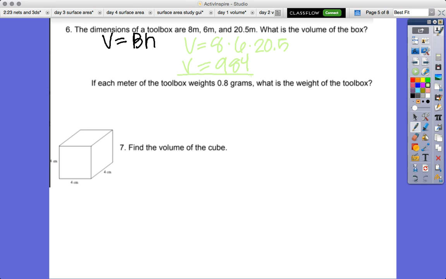984. So the next part of this question says, if each meter of the toolbox weighs 0.8 grams, what is the weight of the toolbox? So we have 984 total meters, and each meter weighs 0.8 grams. So we're going to multiply those two together to get the total weight of the toolbox, which is 787 2/10 grams for this toolbox.